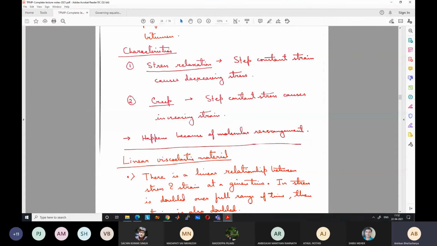So if you elongate a spring by a certain amount, what will be the force in the spring? It will remain constant, or will it vary? Say I elongate the spring by 1 centimeter. Will the force in the spring remain constant, or will it vary? It will remain the same, right? Once you have elongated the spring, the force is proportional to K into X, spring constant into deformation.